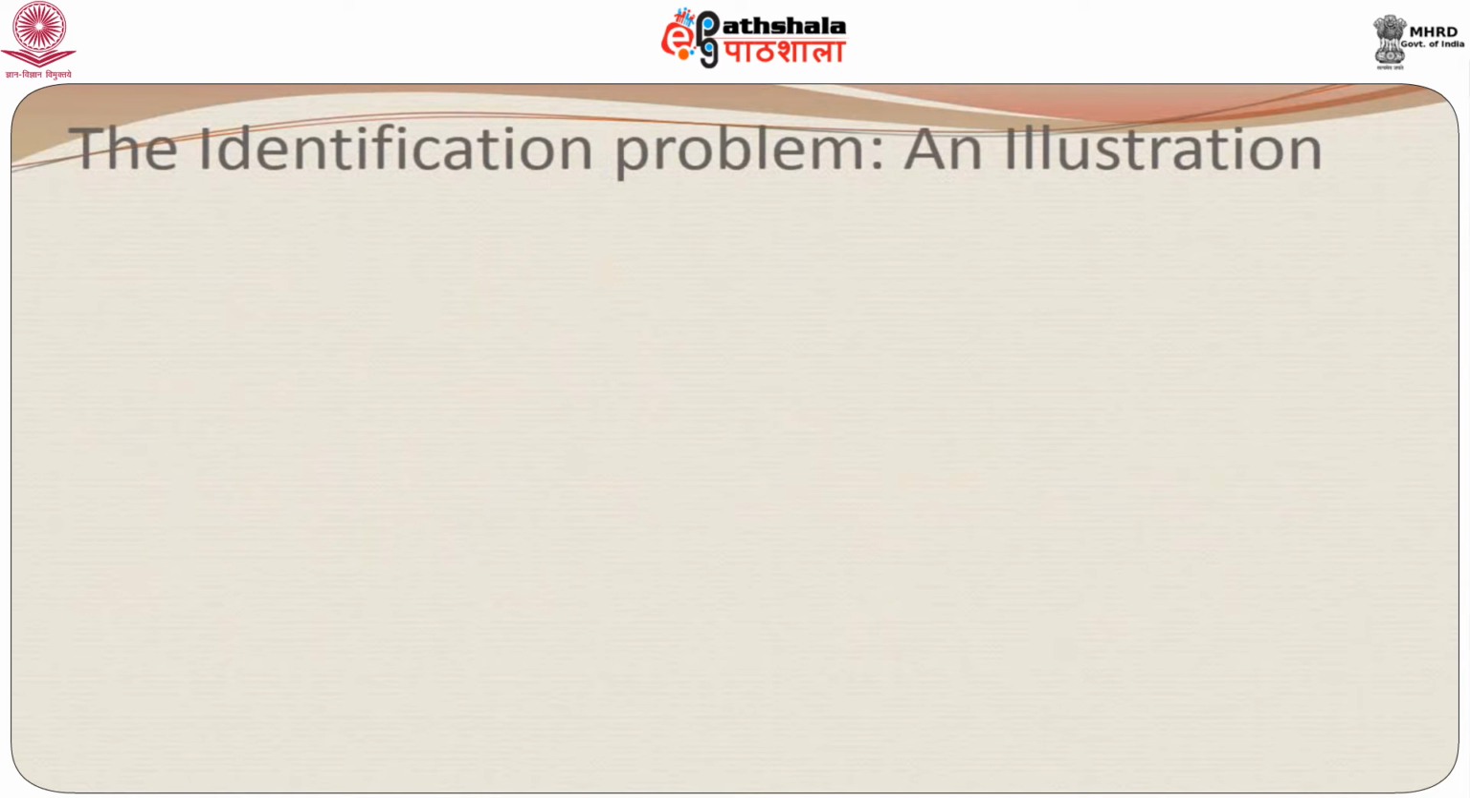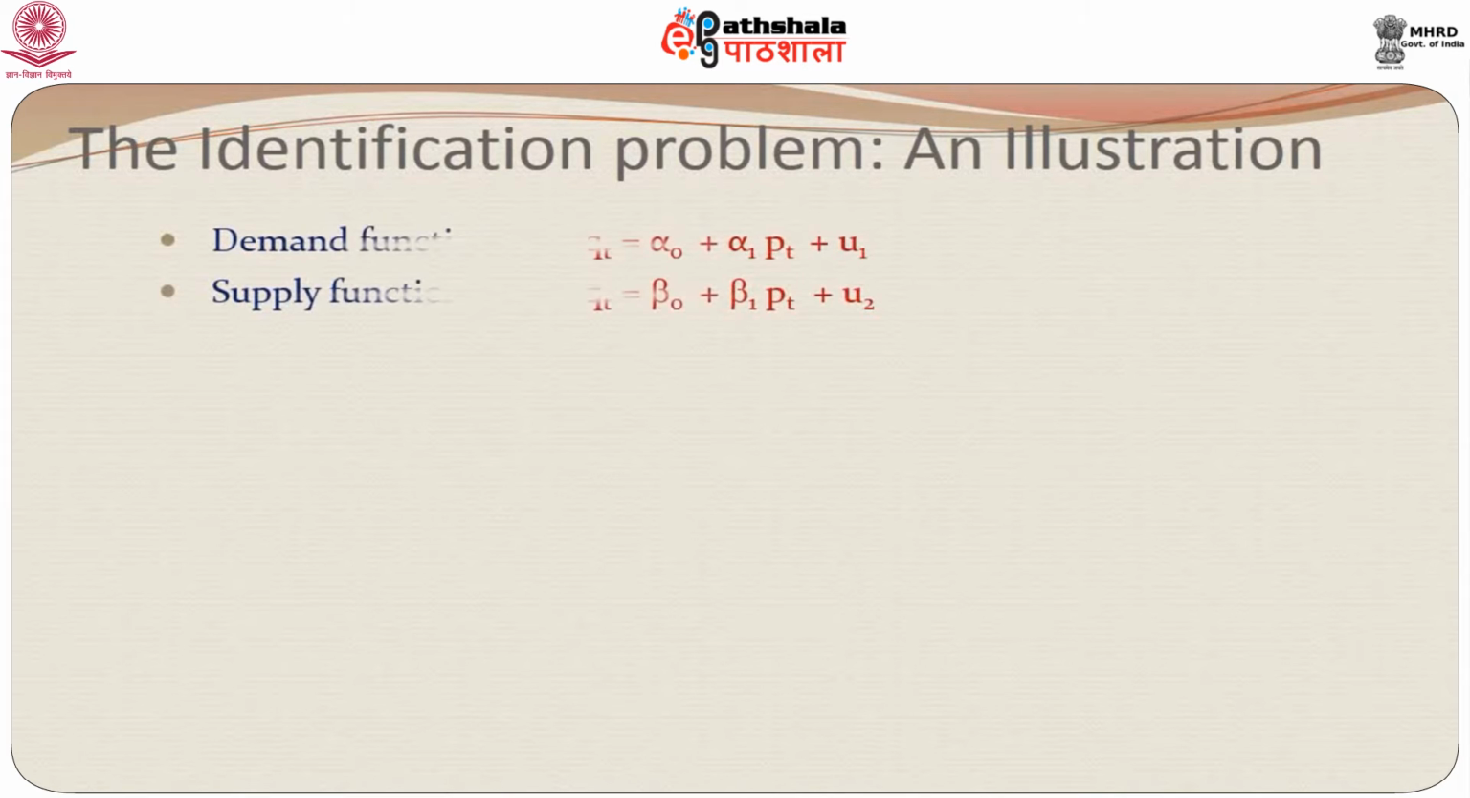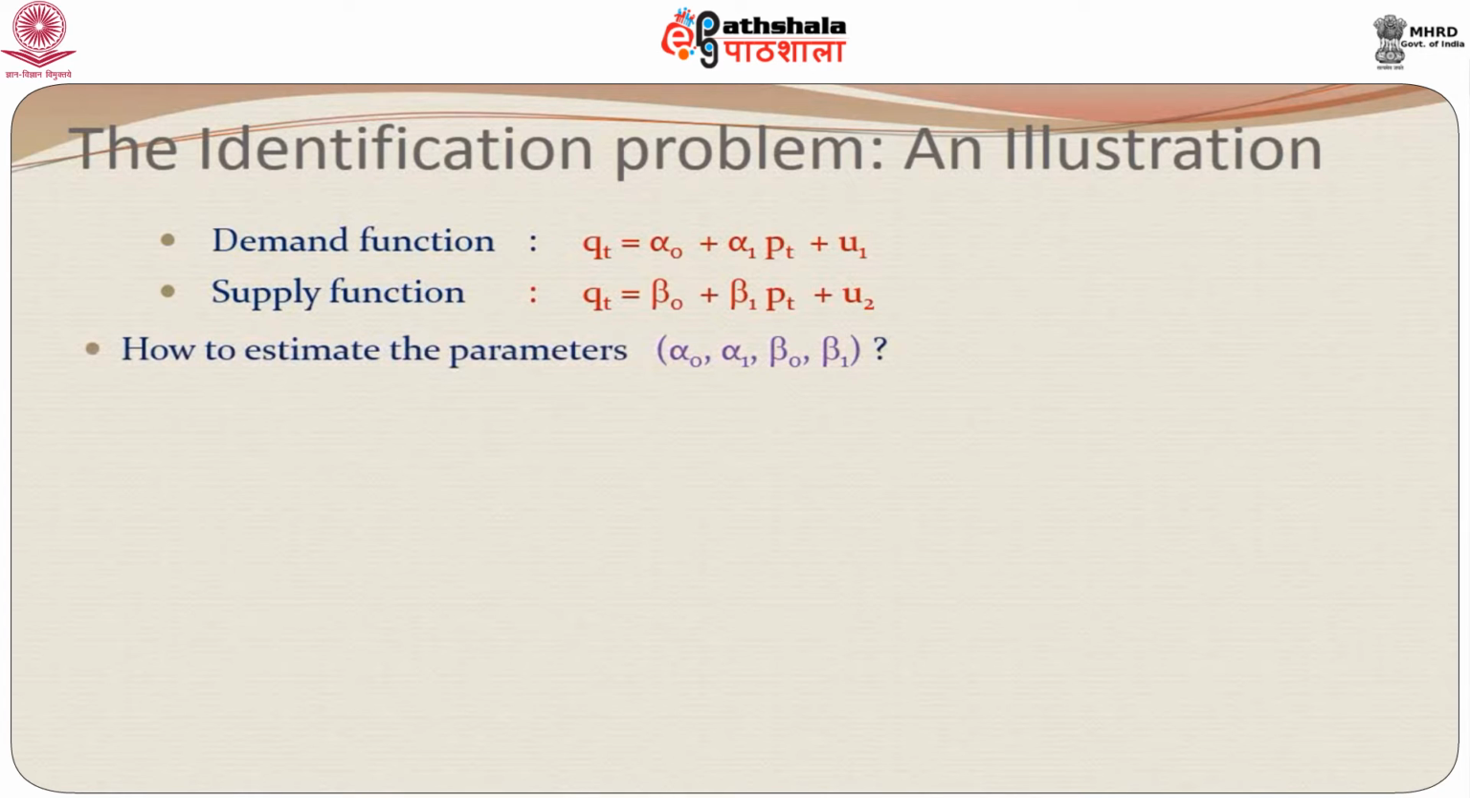Let us go back to the example we had been looking at in the last class. We had the demand function Qt as a linear function of Pt, and similarly the supply function Qt as a linear function of Pt again. What we would be interested to do would be to estimate the parameters alpha naught, alpha 1 and beta naught, beta 1.